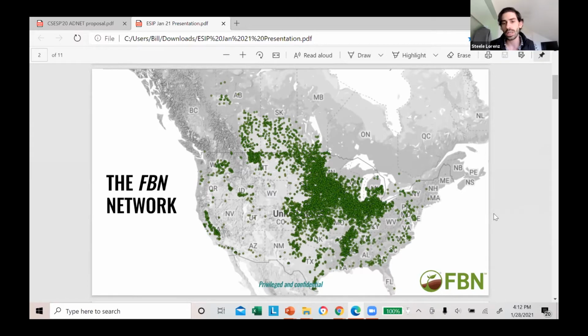So the slide that you're looking at here is a visual representation of our network. Today we have approximately 20,000 members representing 60 million acres across the US and Canada, in more than 44 states in the US. And then we have recently added Australia to our network as well.